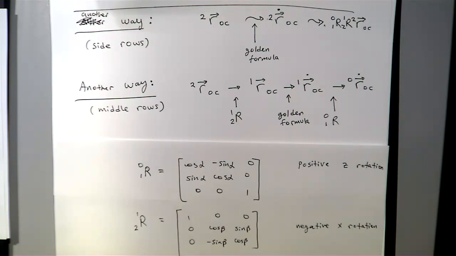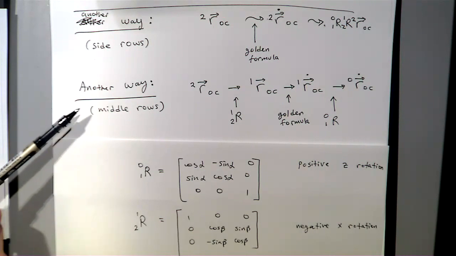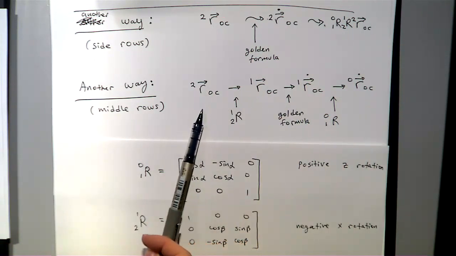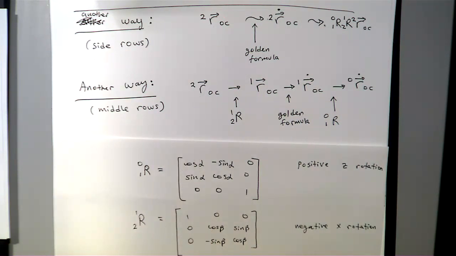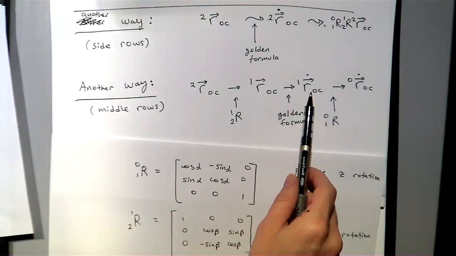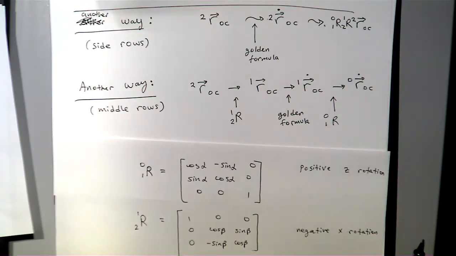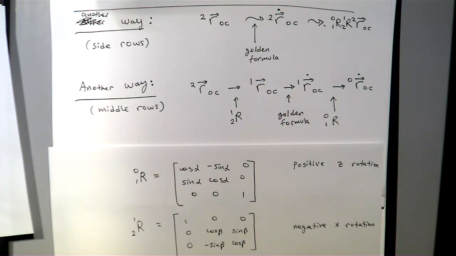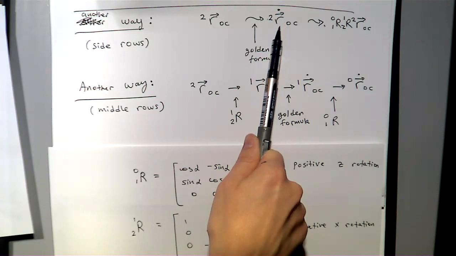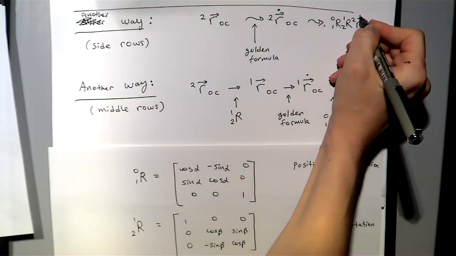Is anyone stuck, by the way? If you're sitting in the middle section of the room, you will need to apply the rotation matrix for the vector ROC in frame 2, which is 0, 0, minus L. Get it in frame 1, then apply the golden formula, which is this one, in frame 1, and then rotate the result to frame 0. Then compare correctness. If you are sitting on the sides of the room, take the derivative in frame 2 already, and then rotate the result twice. I'm missing a dot here. Sorry.